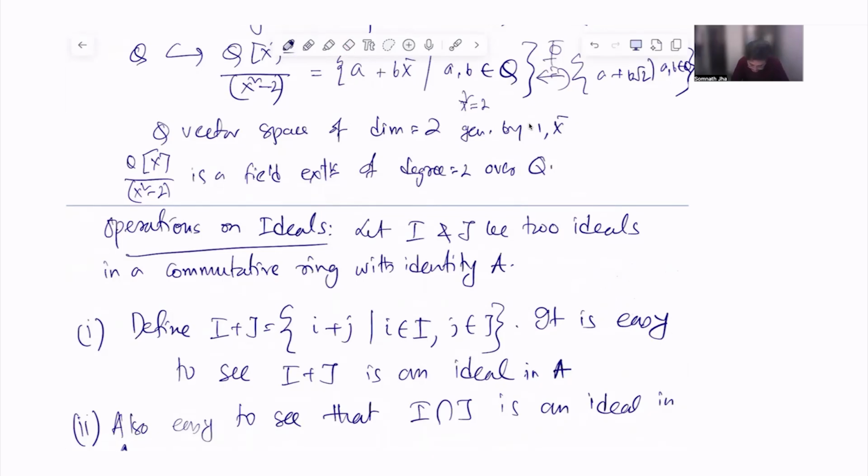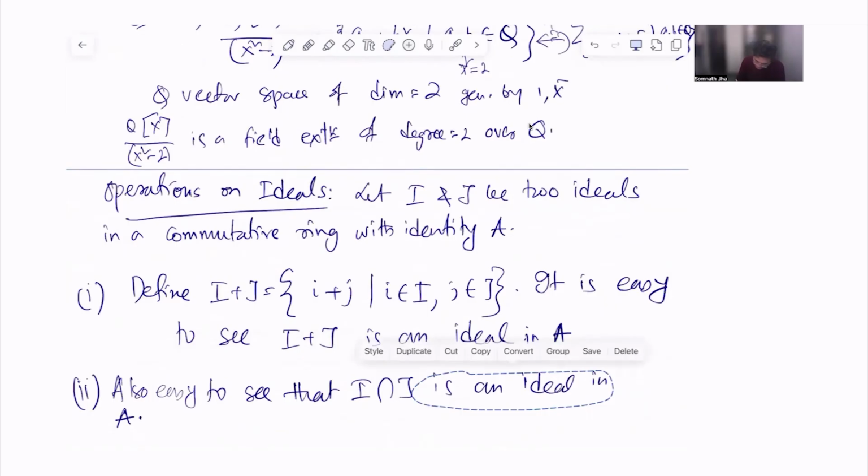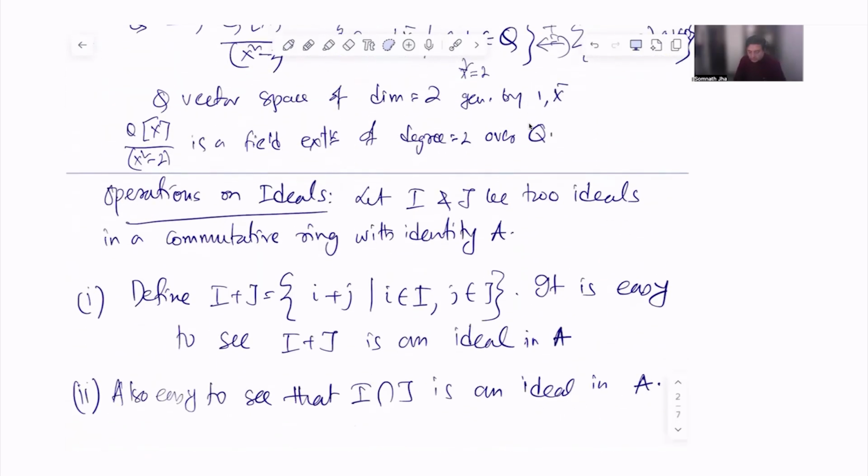Now next is also you can see if I and J are two ideals, then I plus J is also an ideal. Sorry, I intersection J is also an ideal. That's also not difficult to see. So if X is in I intersection J and Y is in I intersection J, then X plus Y will be in I intersection J.